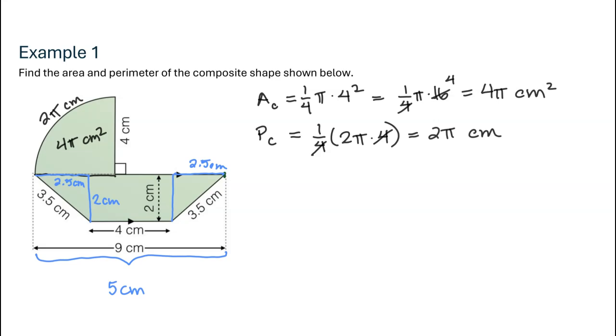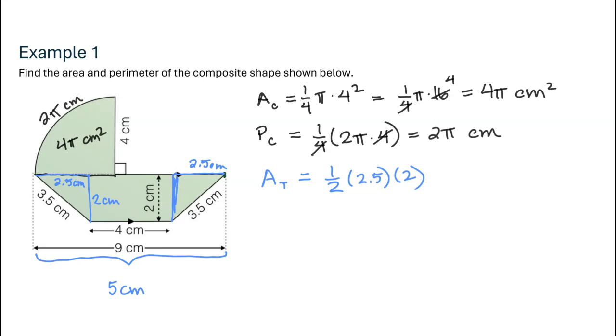Okay, let's work on triangles next. So the area of one of those triangles is 1/2 base times height. So I'm going to use 2.5 as my base and 2 as my height. Note that you could reverse those, it wouldn't matter.